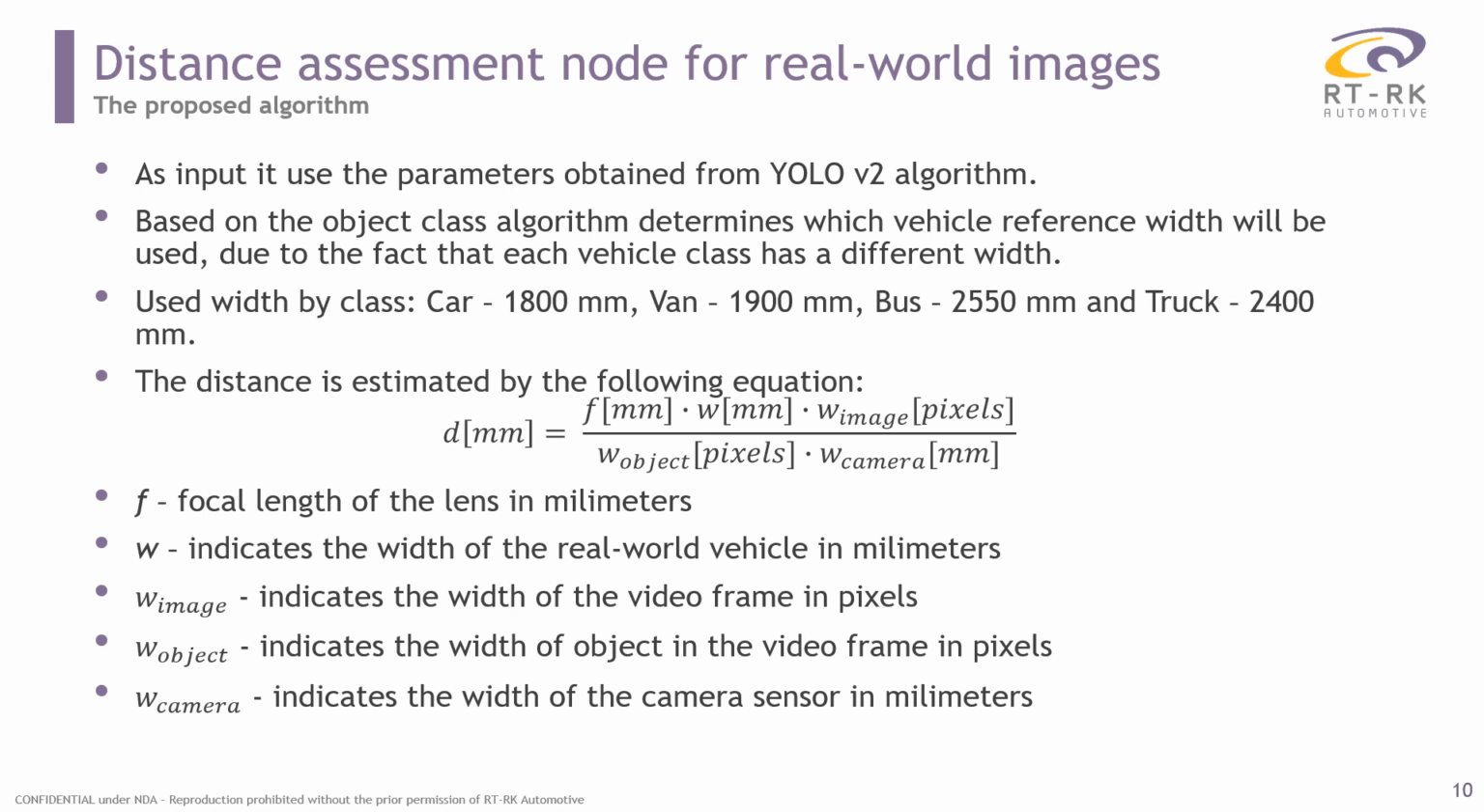In the equation, f represents the focal length of the lens in millimeters, W indicates the width of the real-world vehicle in millimeters, W_image indicates the width of the video frame in pixels, W_object indicates the width of the object in the video frame in pixels, and W_camera indicates the width of the camera sensor in millimeters.